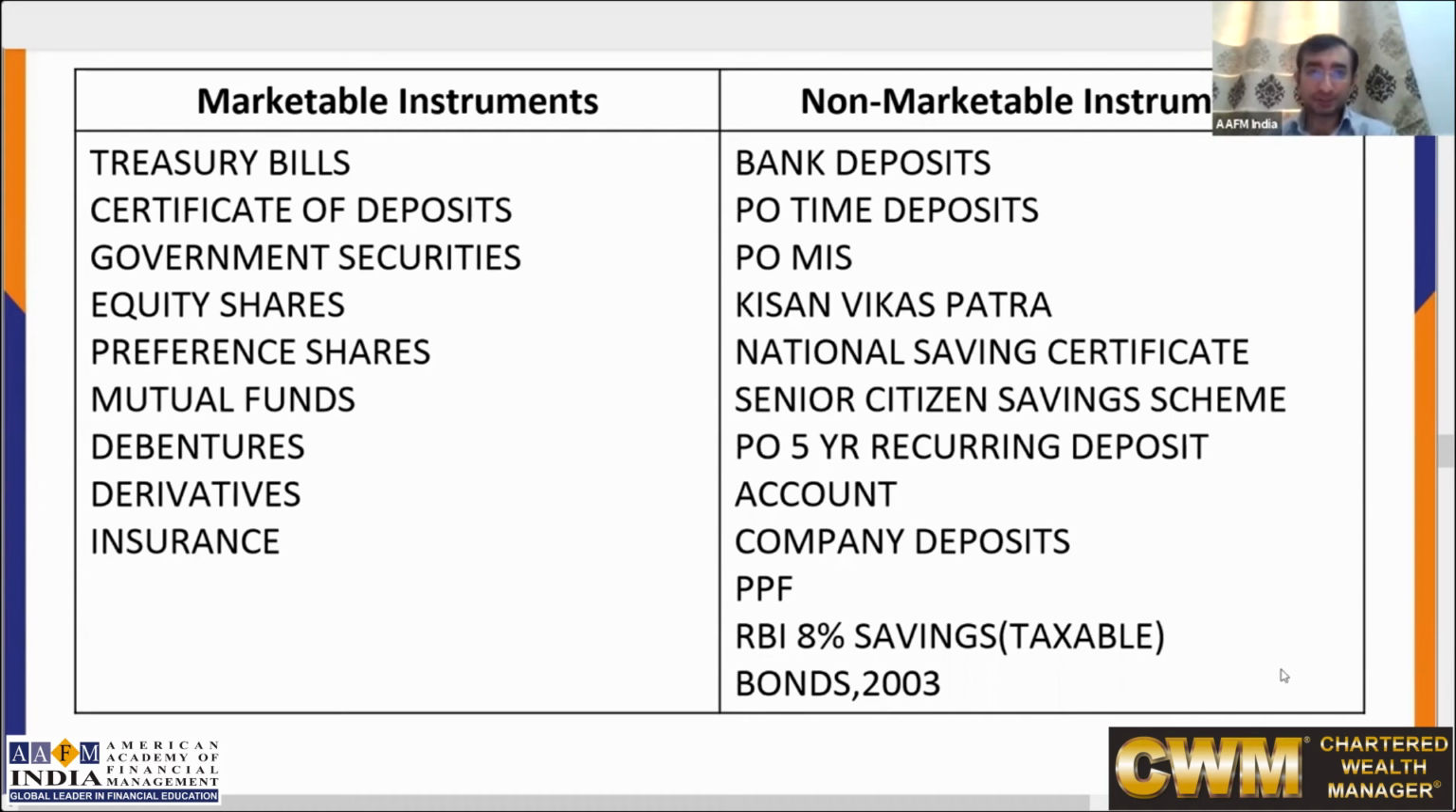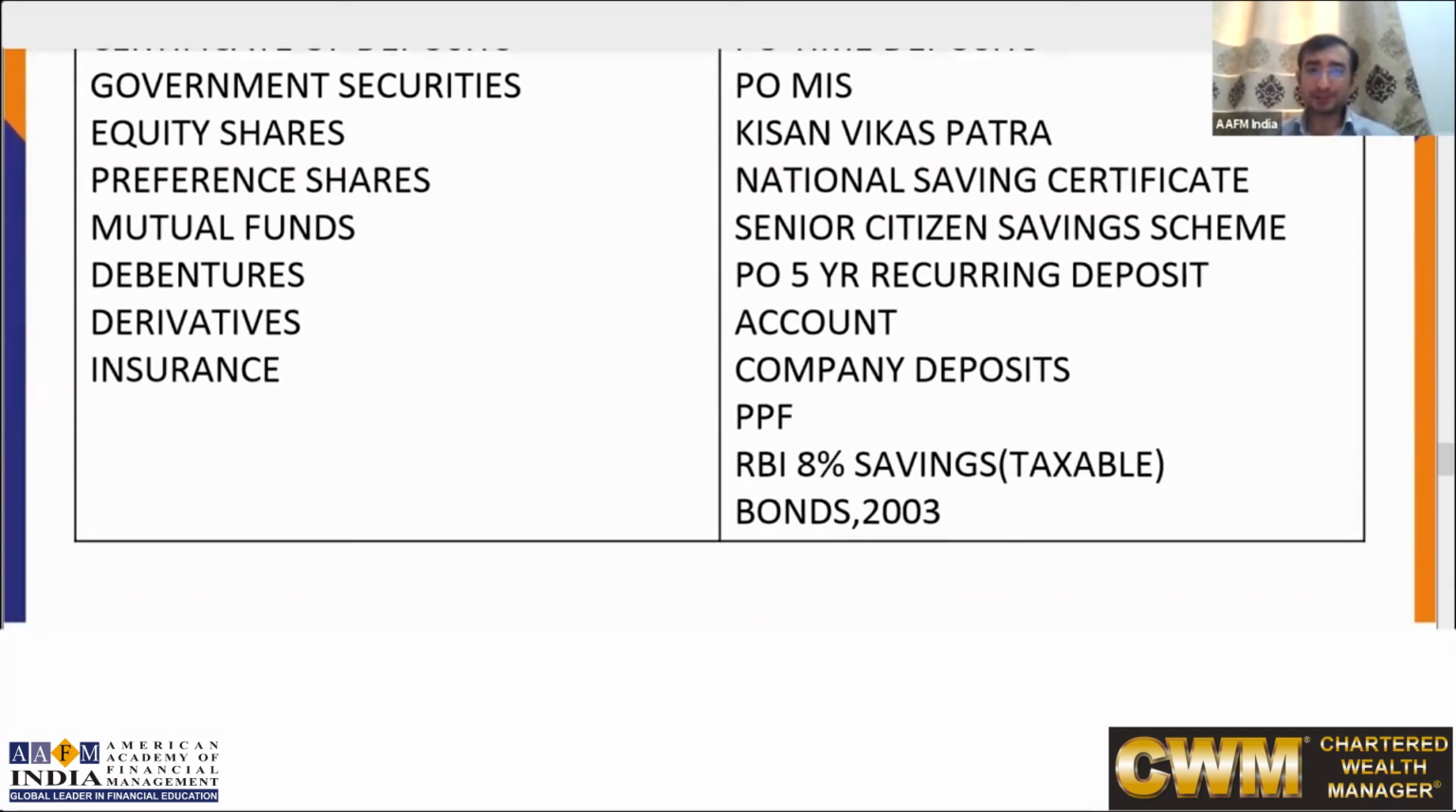Non-marketable: bank deposits are not marketable. In the post office there are certain schemes like fixed deposits, MIS, all the post office deposits, Kisan Vikas Patra, National Savings Certificate, PPF, Senior Citizen Savings Scheme, 5-year deposit or recurring deposit. None of these are tradable. These are non-tradable securities. Then you have company deposits, not tradable, PPF account, not tradable, RBI 8% bonds. Now I think this has become 7 or 7.1% or so. Even that is not tradable.